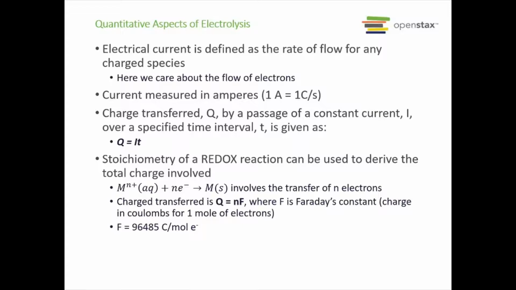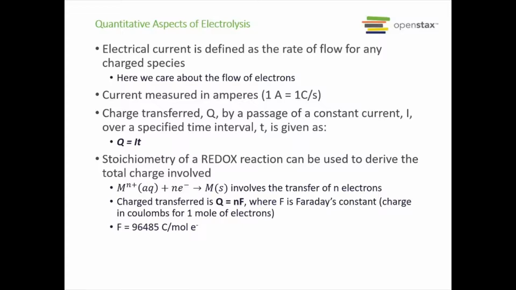So the amount of charge transferred, Q, by the passage of a constant current, I, over a specified time interval, T, is given as Q equals IT. It's kind of like quit, but please don't quit. You're almost there. So the stoichiometry of a redox reaction can be used to derive the total charge that's involved.